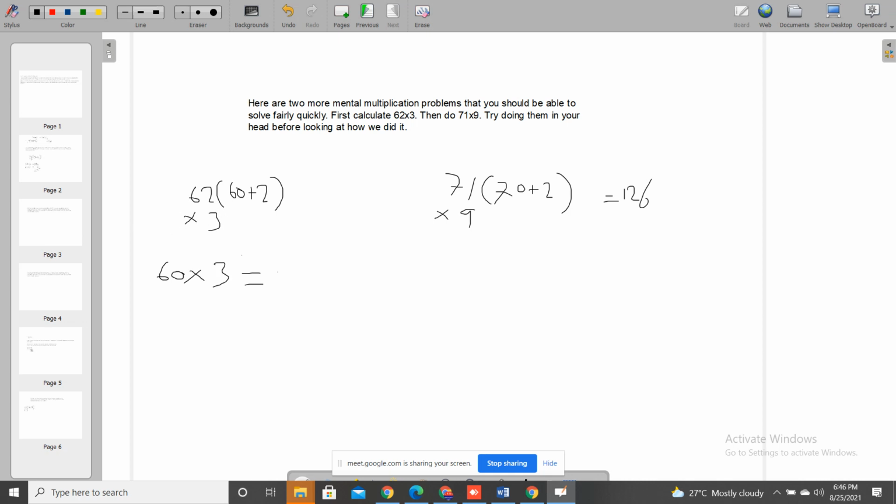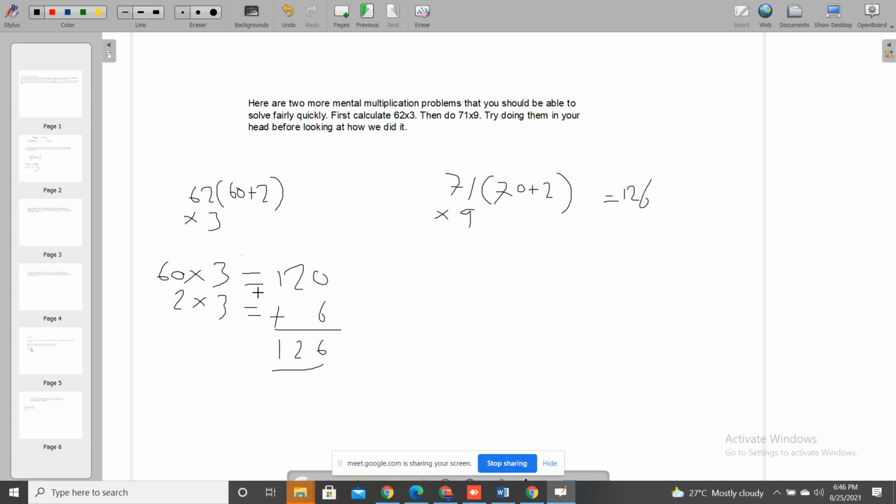120. Then you do 2 times 3, equals to 6. Then you add the 120 plus the answer, equals to 120.